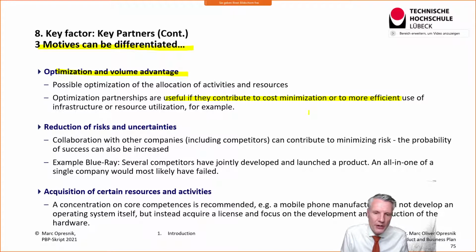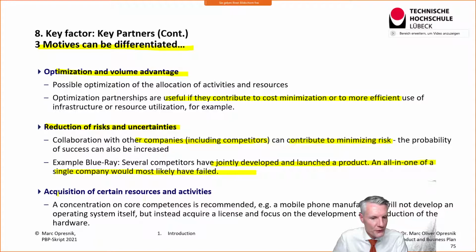It could also be reducing the risk and uncertainty. So if you collaborate with other companies, including competitors, like I just mentioned, BMW and Daimler are doing that, this can contribute to minimizing risks. Example, the Blu-ray, for example, several competitors jointly developed and launched the product. And all in one of a single company would most likely have failed. But because they joined forces and brought out the product as a joint development, it was successful.